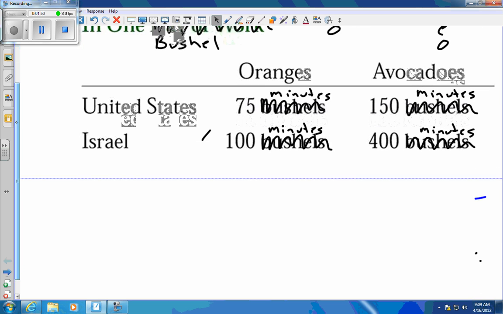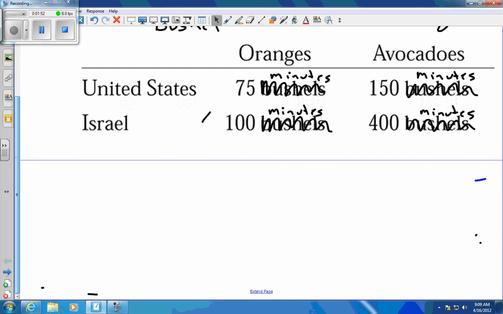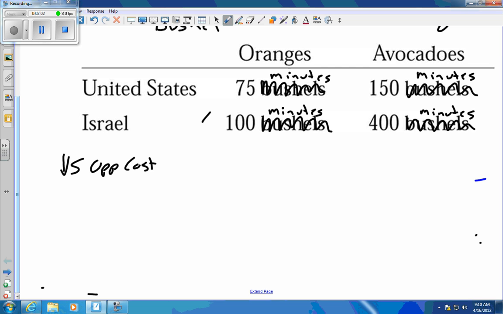So let's look at this scenario. Before, we did an output problem, so now we're going to do an input problem. And you're just going to start it the same way: the U.S.'s opportunity cost for oranges. But instead of making the Oreo, I'm going to use the same color here, you're not going to make an Oreo. So you're going to put oranges right next to oranges and then divide by avocados.